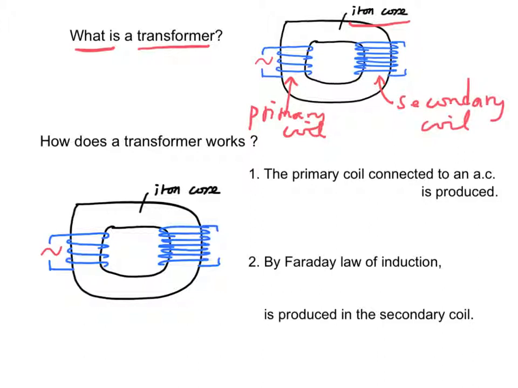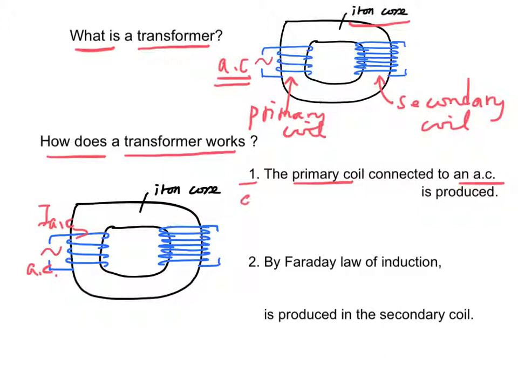When a transformer works, the primary coil is connected to an AC. Usually, this is sinusoidal AC. Then, let's see how a transformer works. First, when the primary coil is connected to an AC, as shown, an alternating current passes through the primary coil.